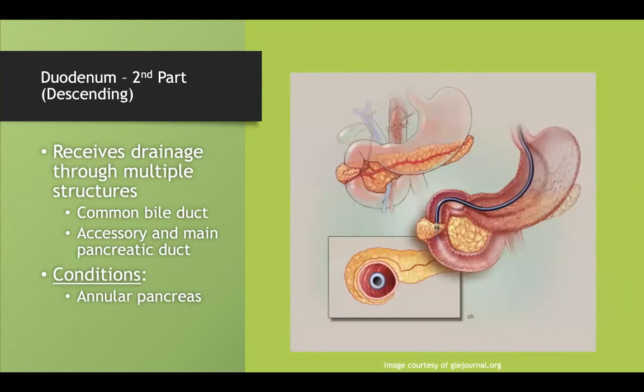You can see here, we talk about annular pancreas in the pancreas section, but I just want to point out that it is constricting that second part of the duodenum, and it can cause obstruction.